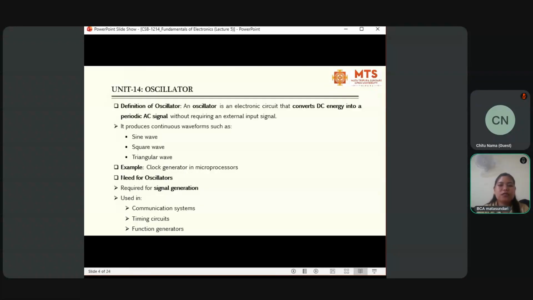The need for an oscillator is signal generation, that is, to convert DC energy into a periodic AC signal. Where is it used? This oscillator is used in communication systems, timing circuits, and function generators.